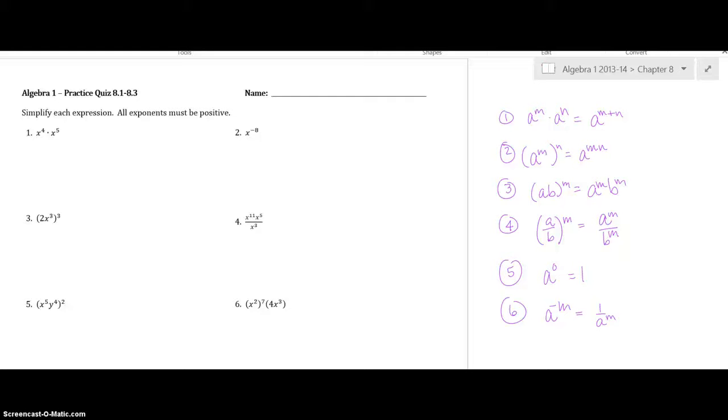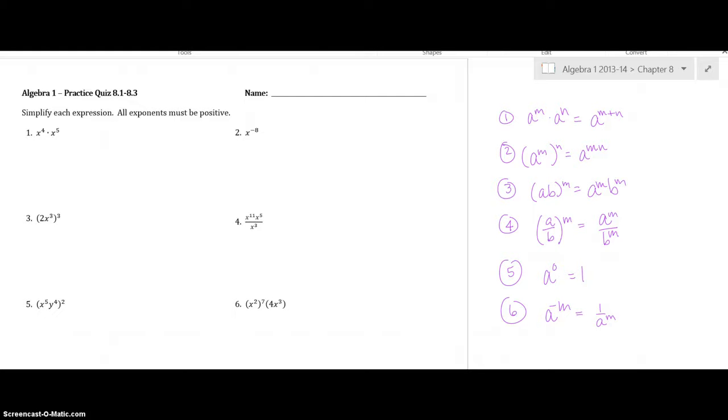Okay, so this is the review for the 8.1 through 8.3 quiz. It's all about exponent rules, and if you look over to the right, I have listed the 6 exponent rules that you need for this chapter, and I have numbered them just for sake of discussion through this review. By no means do you need to know what rule is what number. Okay, so it says simplify each expression, all exponents must be positive.